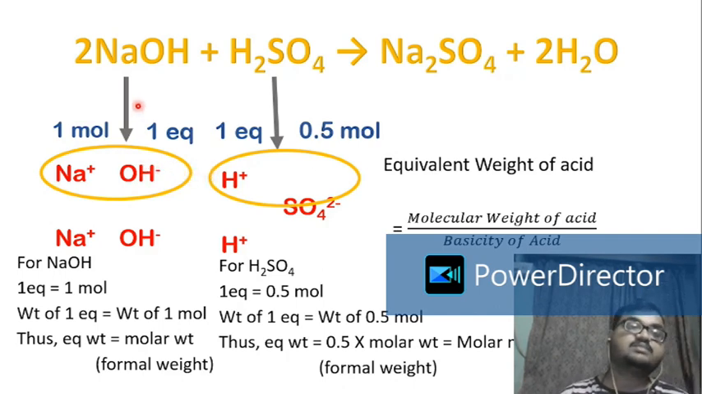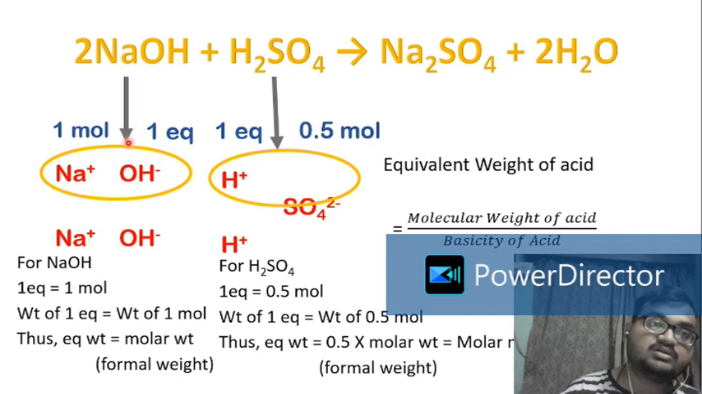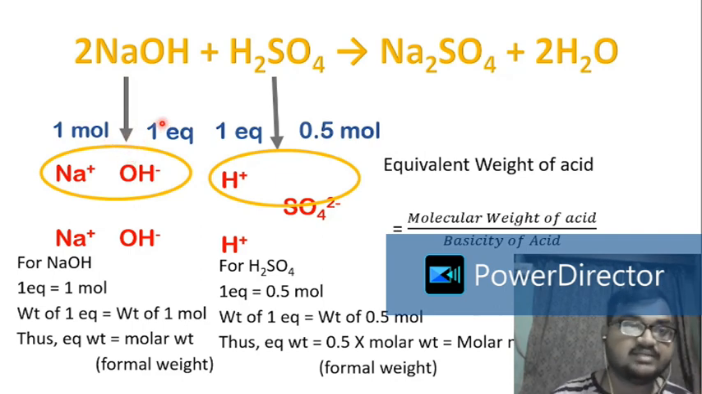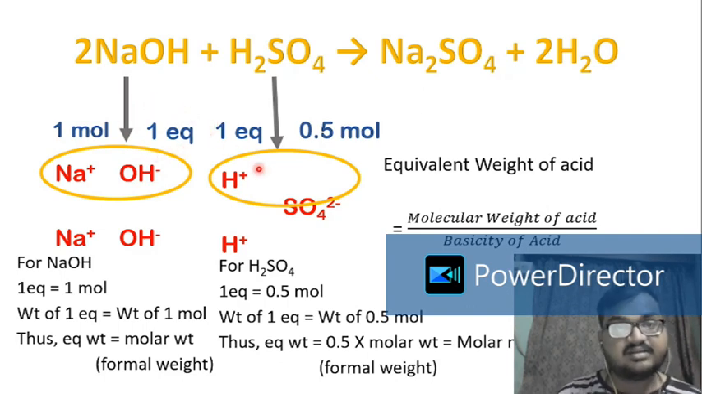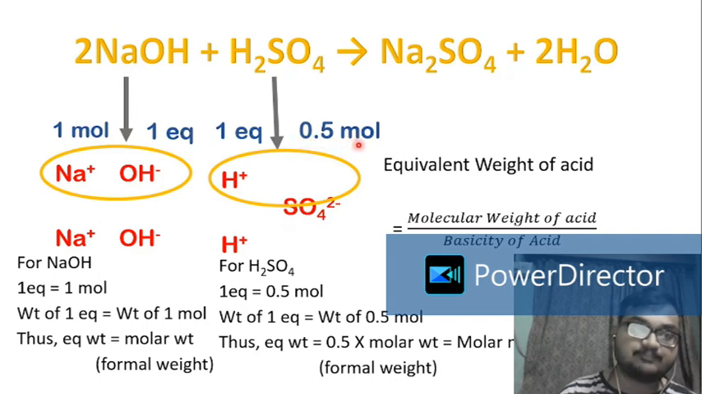Now we see this one produces only 1 mole. 1 mole will produce 1 reacting unit. We can call it a reacting unit. So this reacting unit itself is the equivalent. So 1 mole equals 1 equivalent. And here also 1 reacting unit is 1 H plus. So it is 1 equivalent. However, we get it from half mole of H2SO4. So it is 0.5 moles.